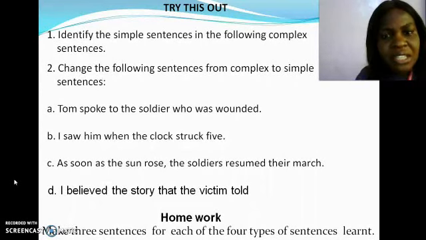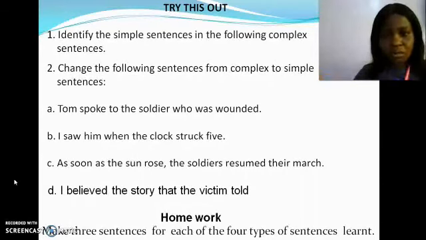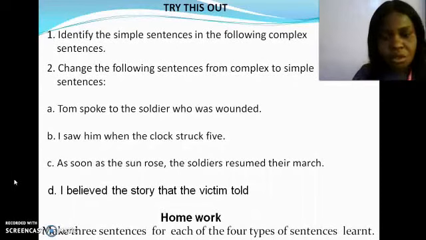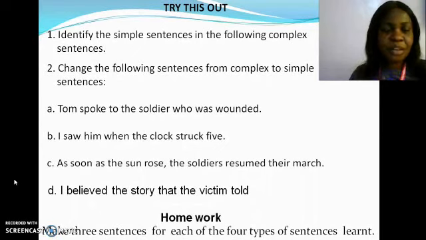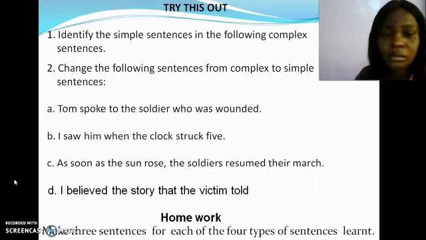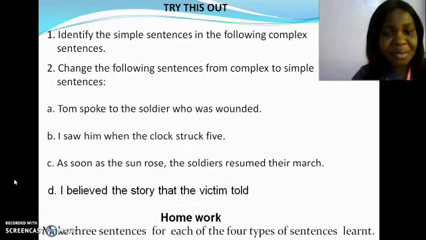Now, we're identifying simple sentences. We have Tom spoke to the soldier. That's it. Independent clause. Tom, the subject, spoke, the verb. One idea. Tom spoke to the soldier. Who was wounded is the subordinate clause. B. I saw him. That's all. When the clock struck 5 is another thing, another topic for another day. It's a subordinate clause. It cannot stand alone. It needs other words to make a sentence complete.